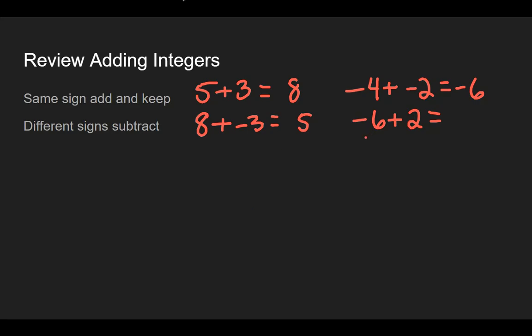And looking at this final example to review, we have a -6 plus 2. These are different signs. So we're going to do 6 minus 2 gives you 4. And we have more negatives here, so our answer will be negative. And if we think about this as far as the number line goes, if we start at -6 and we add 2, we are getting bigger. We're moving to the right on that number line, so we get closer to 0, so we're at -4.